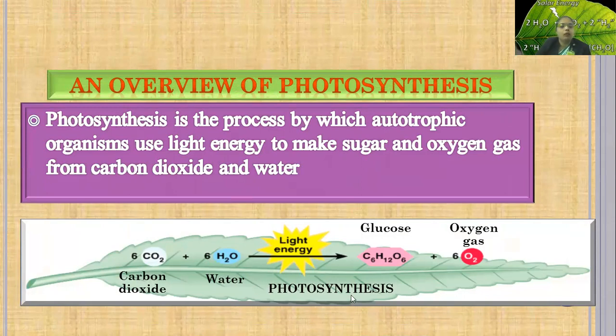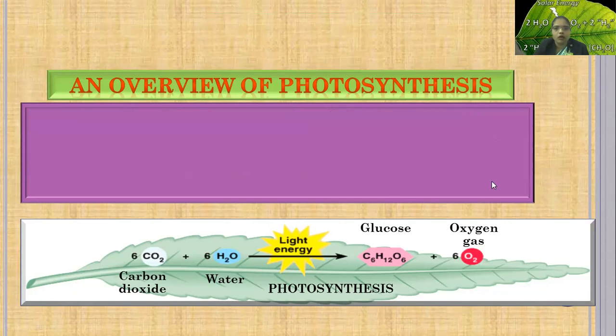So here, photosynthetic autotrophs or photoautotrophs, what do they mean? Photosynthetic autotrophs means the organisms which prepare their own food by using light, by using solar energy. They are called photosynthetic autotrophs, and are also known as photoautotrophs.